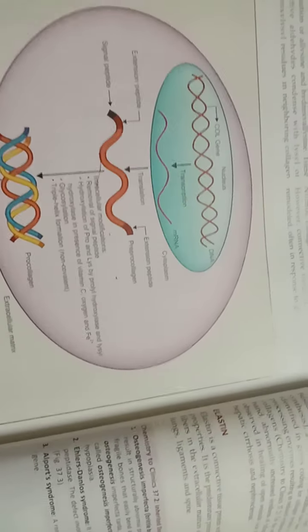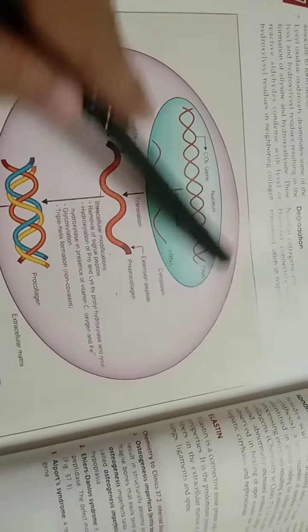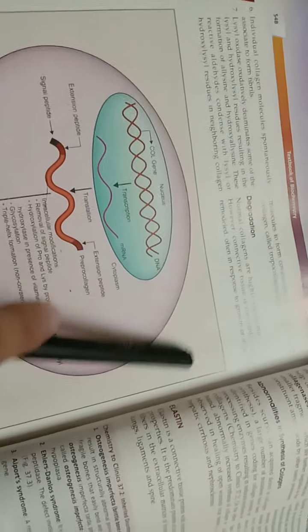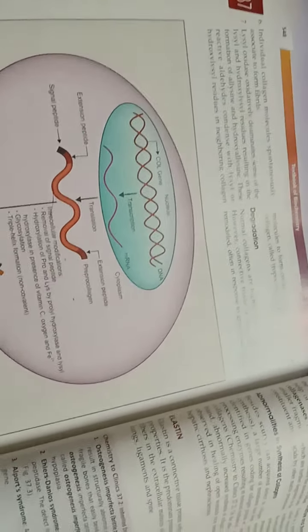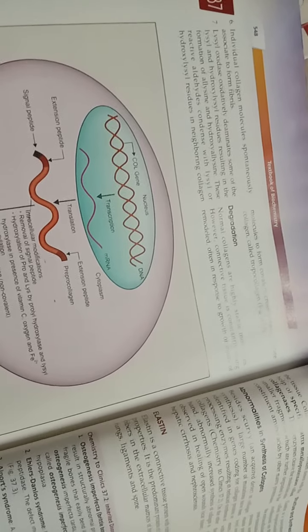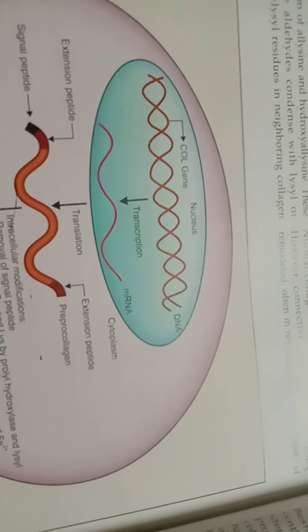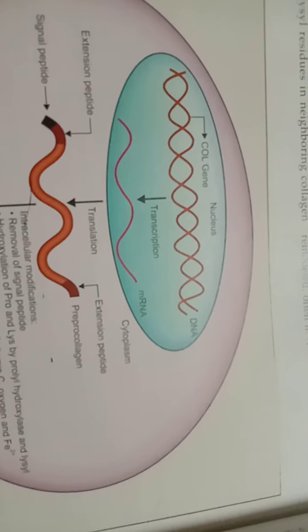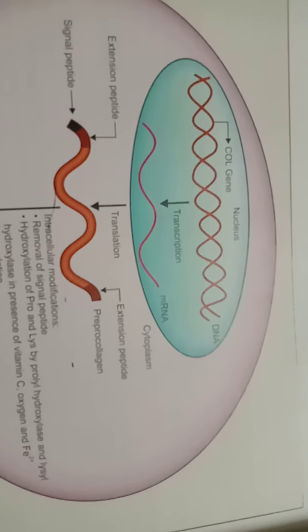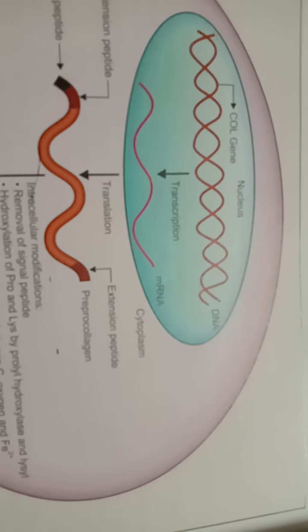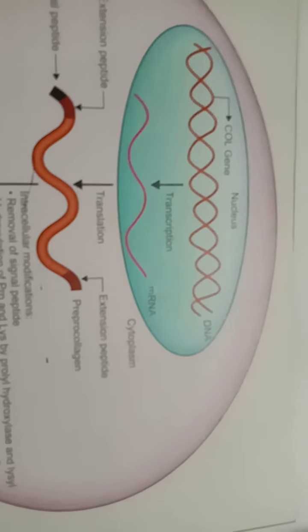The whole of this particular thing is a cell. Sorry, this particular part is the nucleus. You can suppose this total is a cell, and in the cell there is the nucleus. In the nucleus there is the DNA structure. Now in this DNA structure there is a particular gene which will be responsible for the formation of the proteins regarding collagen. Here you see in the nucleus one is the COL gene.